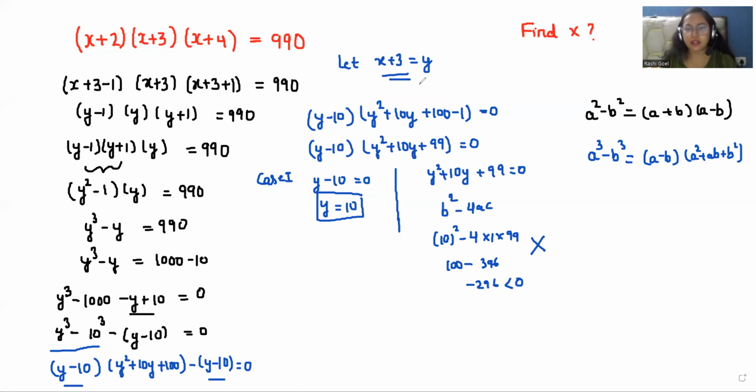So here we can see that we assumed x plus 3 is equal to y. So we are going to replace y: x plus 3 is equal to 10. So the value of x is 7. So there is one value of x, that is 7.